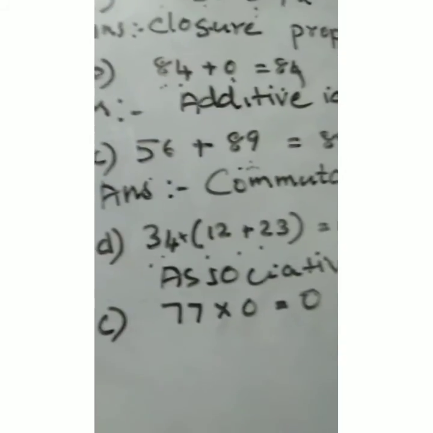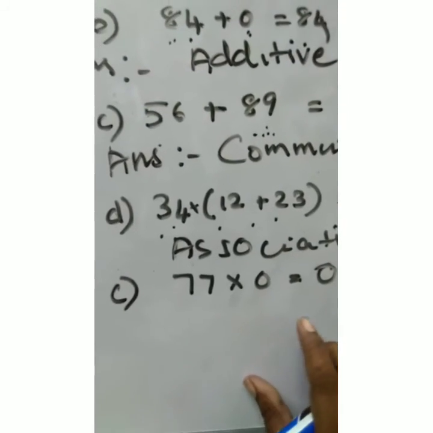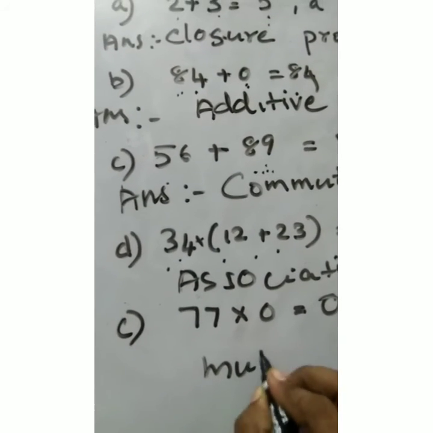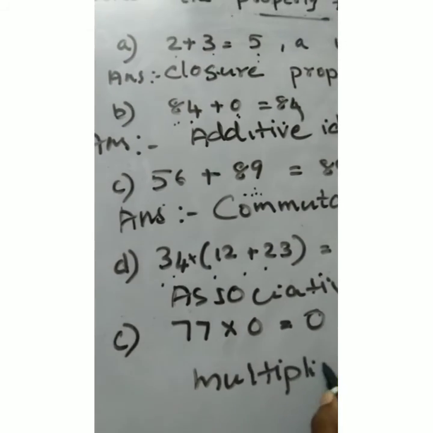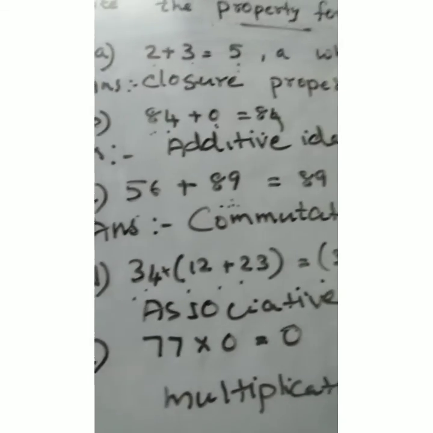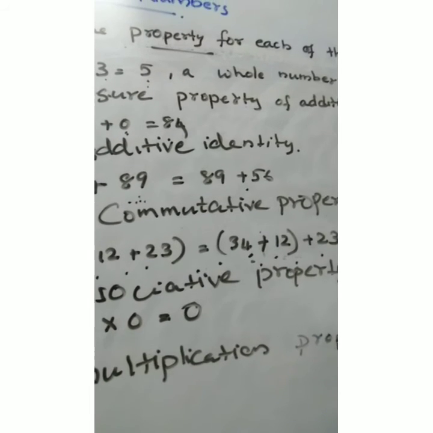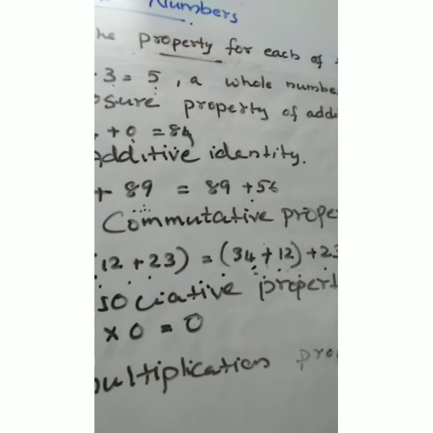Okay. Then 77 into 0 is the multiplication property of 0.